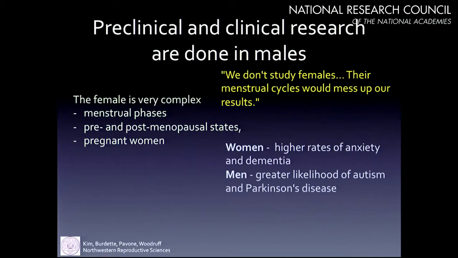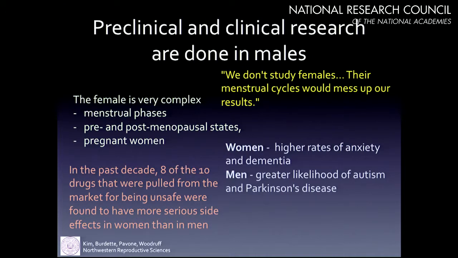and that could be the underlying reason why more women express higher rates of anxiety and dementia, or men have a greater preponderance for the likelihood of getting autism or Parkinson's disease. The reasons for these sex differences are not quite clear, but it's probably due to the hormones.